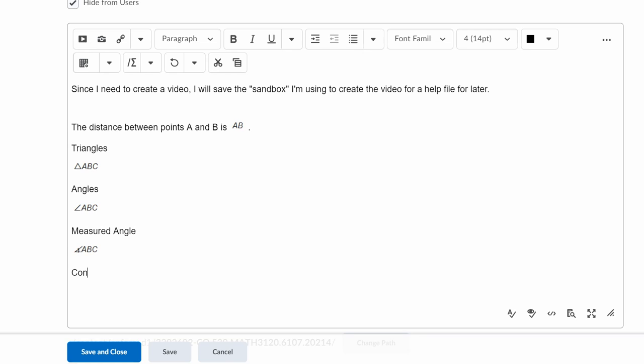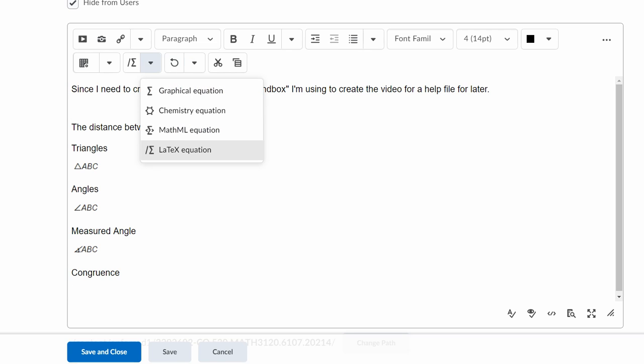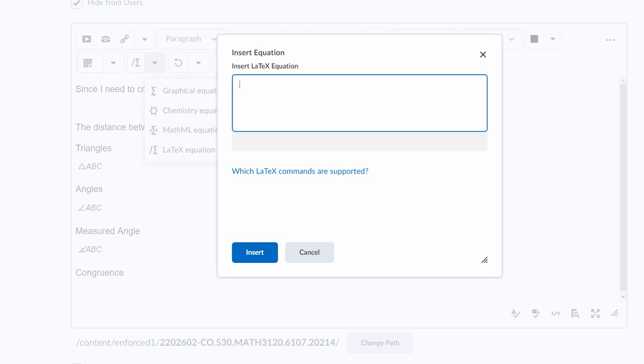What about congruence? So, for example, I can type that angle ABC is backslash cong, congruent to backslash angle XYZ.